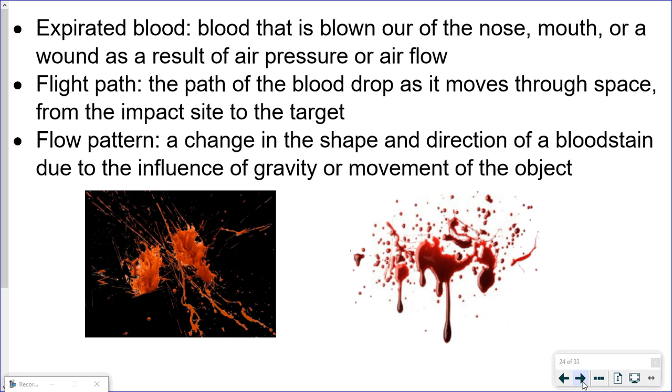We have flight path, which is simply the path of the blood drop moving through space from the impact site to the target. So actually mapping out how the blood drop got from one area to another. And then we have flow patterns. This is where blood will change the shape and direction of the blood stain due to gravity. So especially if blood is on a wall, gravity will pull any heavier blood drops down, creating a flow downwards, and a lot of times distort the overall image of the blood stain.